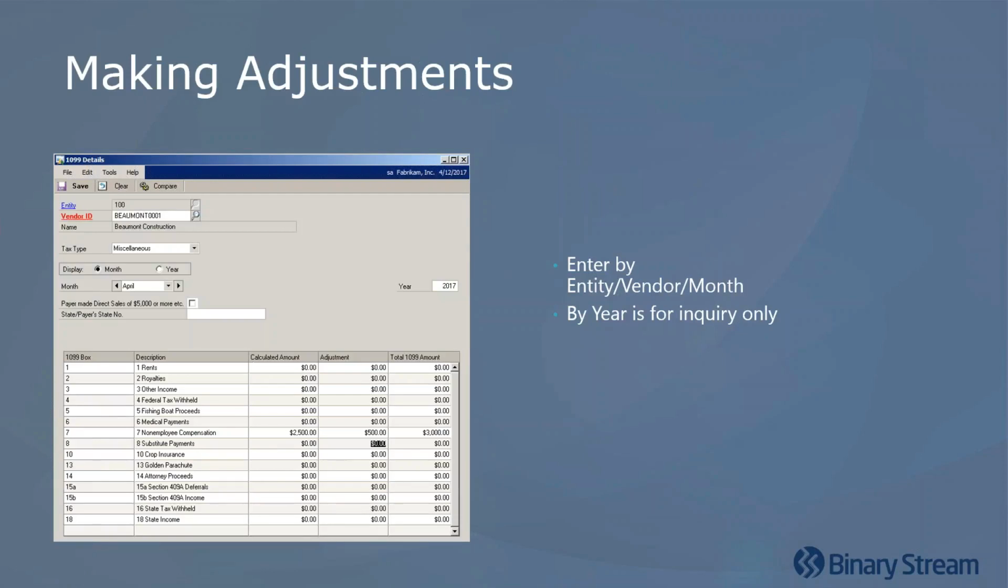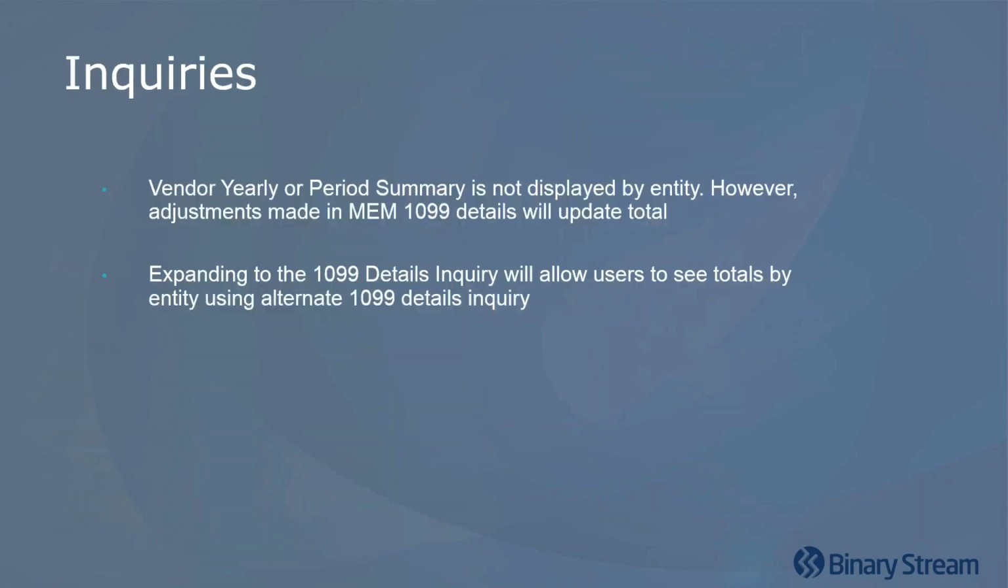Now, inquiries, I just want to touch on these. Vendor yearly or period summary is not displayed by entity. So the amounts that you'll see in there when you go into those inquiries are the totals. If you make any adjustments to any particular entity, the totals will be updated, but it is a total for the vendor. It's not a total by entity.